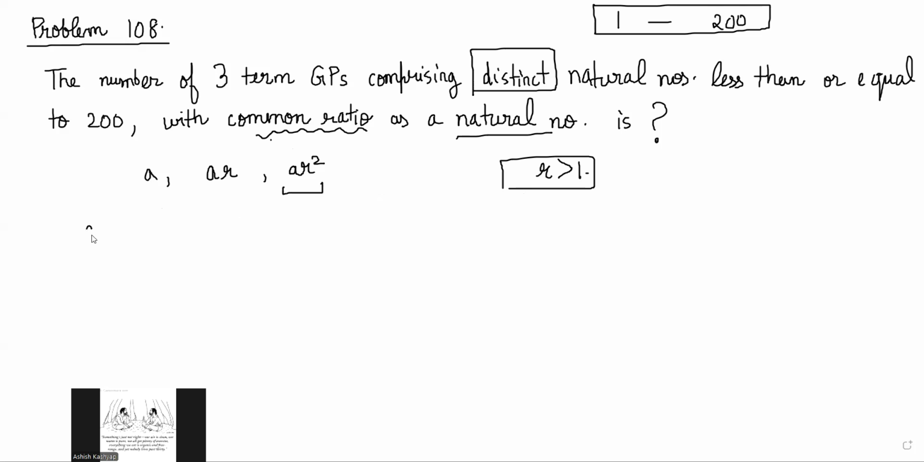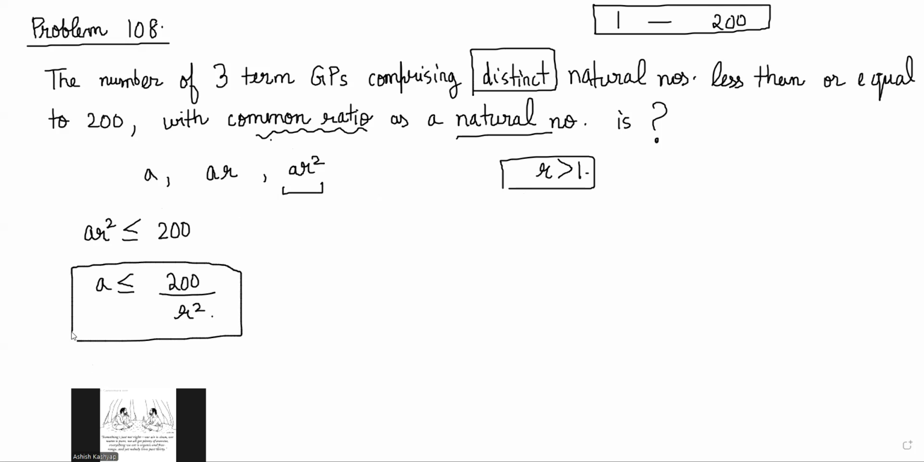So now this is the situation, and we want to ensure now that the highest term should be less than or equal to 200. AR square is less than or equal to 200. So therefore we get A is less than or equal to 200 by R square, right? This is the condition, but A, AR and AR square are all natural numbers.